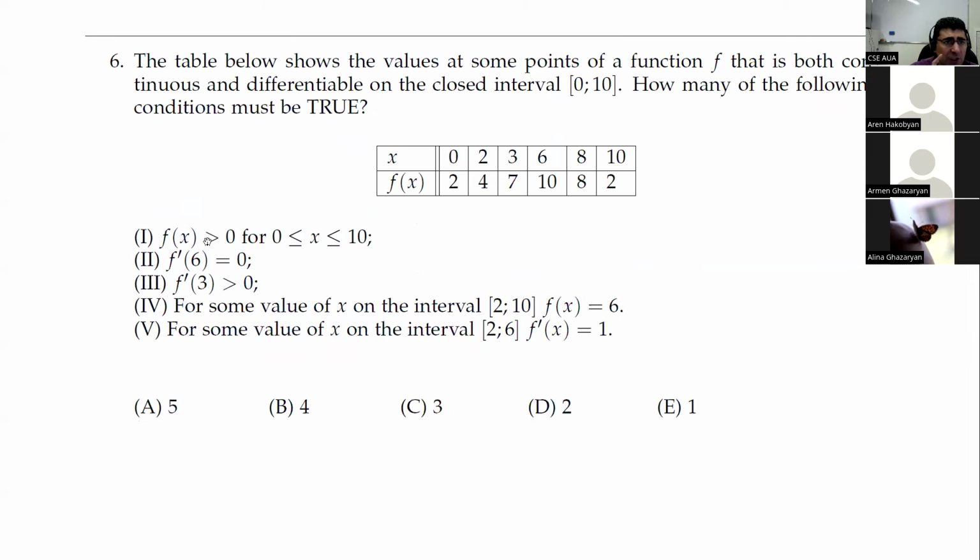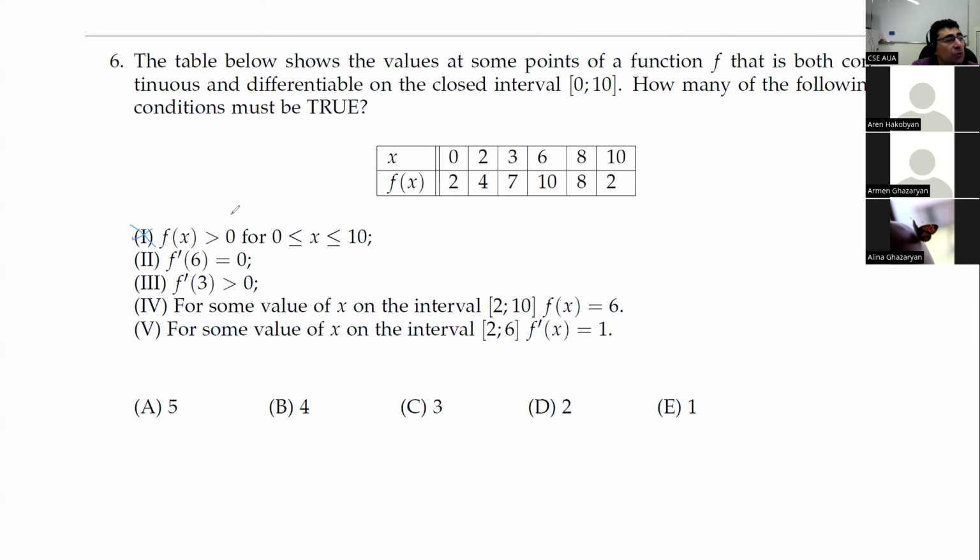Okay, the function is continuous and differentiable. And we know that f(0) is 2, f(2) is 4, then 7, 10, 8, and 2. How many should be true? The first statement: f is positive. Is this a true statement, guys? No. No? Yes, it is. I'm sorry.